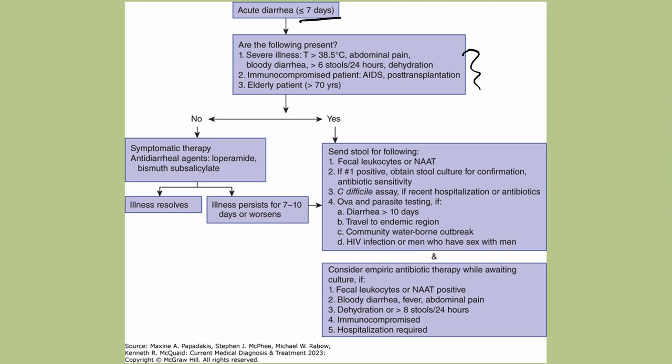Now, if the diarrhea persists despite therapy, or they have these severe factors present, so severe fever, 38.5 Celsius, which for all my American friends is 103 degrees Fahrenheit, if they have significant abdominal pain, if they have significant bloody diarrhea, if they're immune compromised, or if they're older than 70, we want to really work them up and get to what the cause is. So that's where you get the fecal leukocytes, you'll get the culture, you want to do a C. diff assay if they were recently hospitalized or have been on antibiotics within the last few weeks, and then the ova and parasite testing.